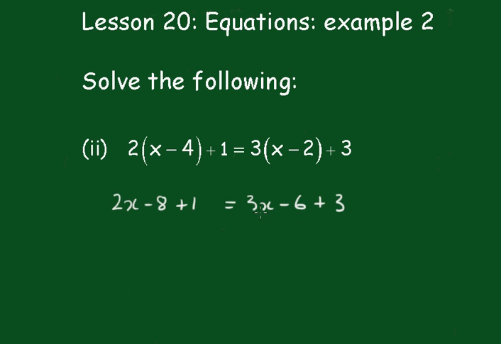I've seen a lot of students then take x across to the other side. No, what you need to do is just collect your like terms. 2x minus 7 equals 3x minus 3. Now, what you could do if you wanted to, you could swap this over and write this as 3x minus 3 equals 2x minus 7.